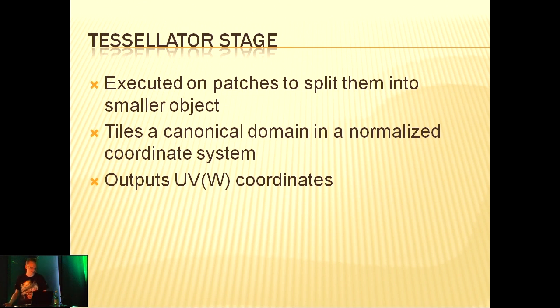So next comes the tessellation stage. This is, again, not programmable. It receives as its input the patch and the tessellation factors. It's executed for the patches to split them into smaller objects. And the splitting is actually done in a canonical domain in a normalized coordinate system. So for instance, if you have a square, it's going to be tessellated in a unit square. Simple. And it outputs UV and W coordinates for the domain shader.